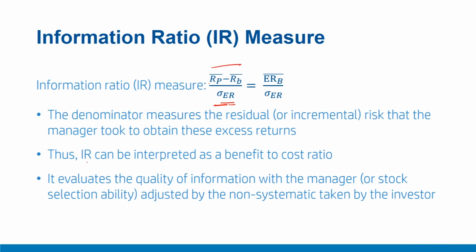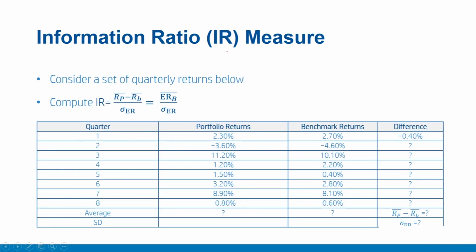And therefore, in a way, this IR can be interpreted as benefit to cost ratio. It evaluates the quality of information with the manager or stock selection ability, which is adjusted by the non-systematic risk measured by the standard deviation of these excess returns. Let us examine this with the help of a simple example. Quarterly returns for a particular portfolio are provided to us, and we are supposed to calculate the information ratio for this portfolio. So these are the quarterly returns for the portfolio and the quarterly returns for benchmark portfolio.